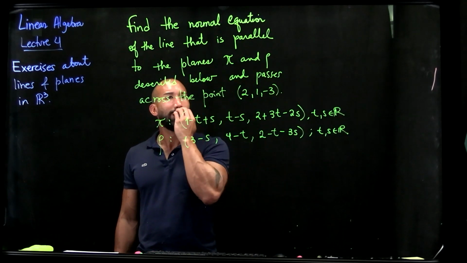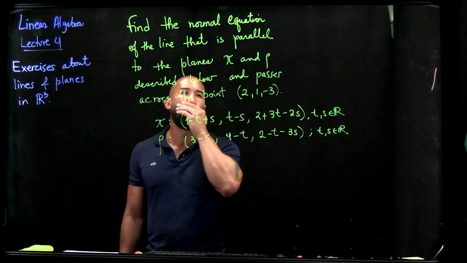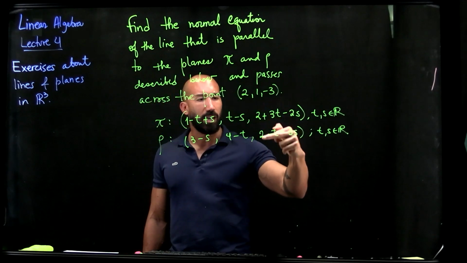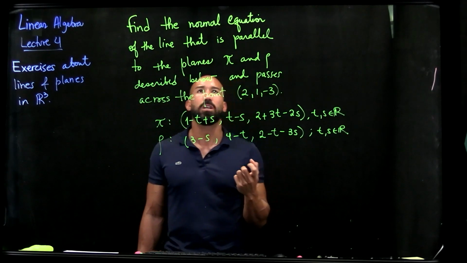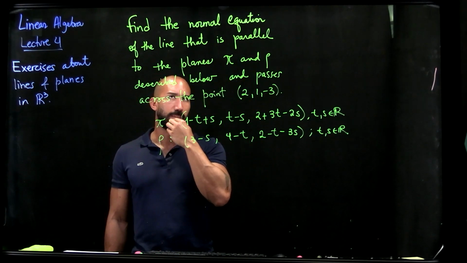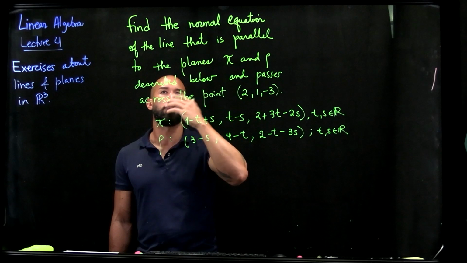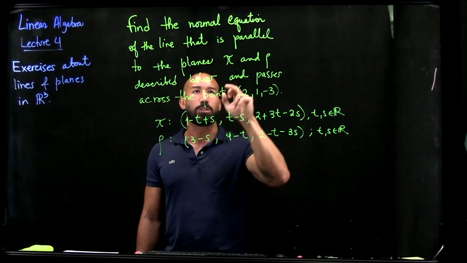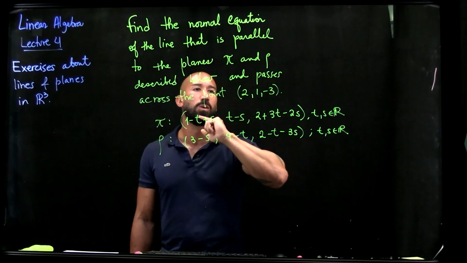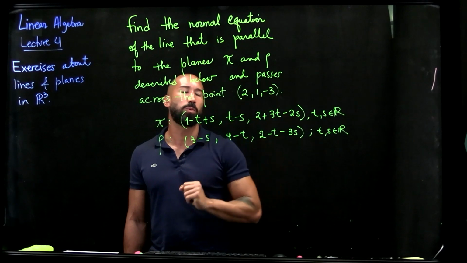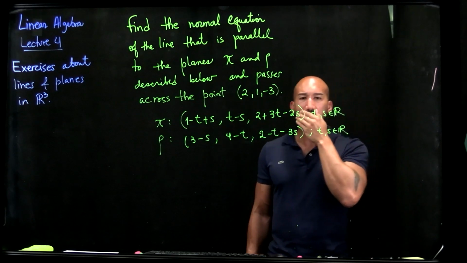So now we have been provided with two planes. These two planes are described by means of parametric equations, and we want the normal equation of the line that is parallel to pi, is also parallel to rho, and passes across the point (2, 1, -3). So let's have an idea. Let's see what is happening here.